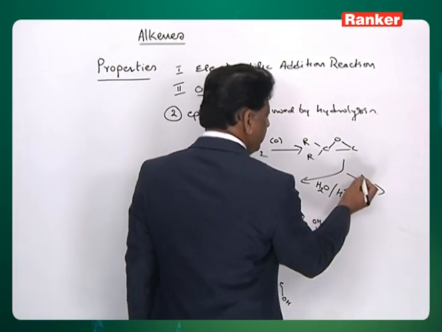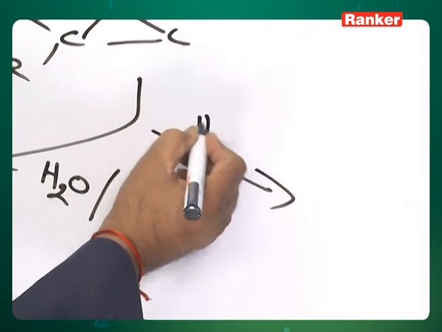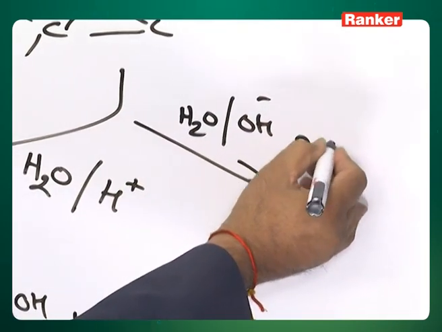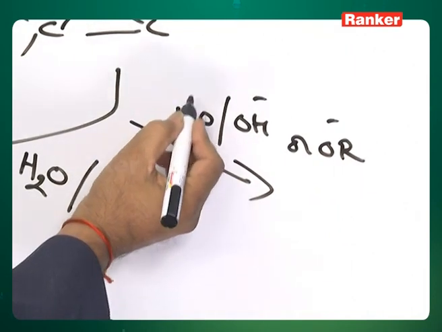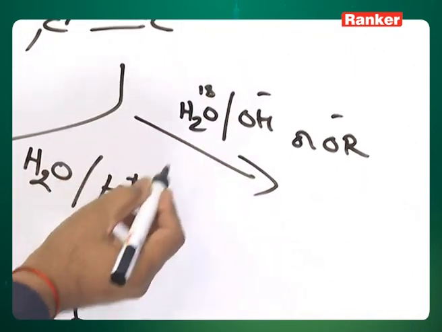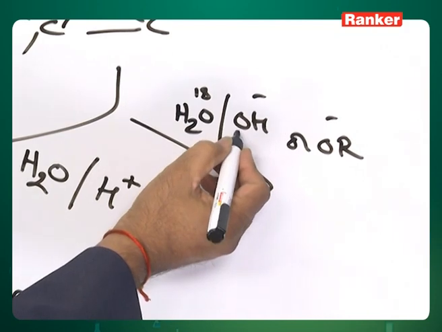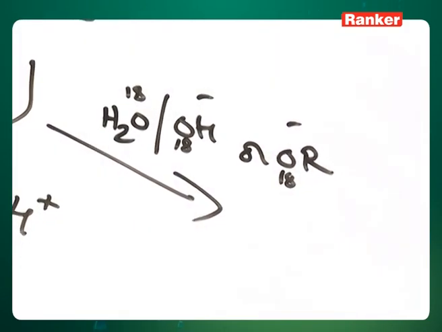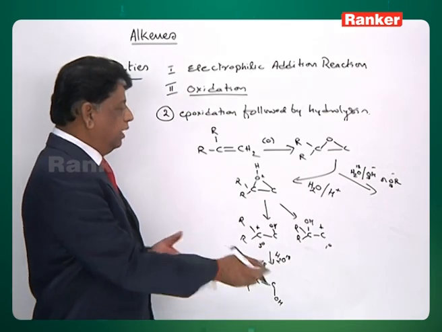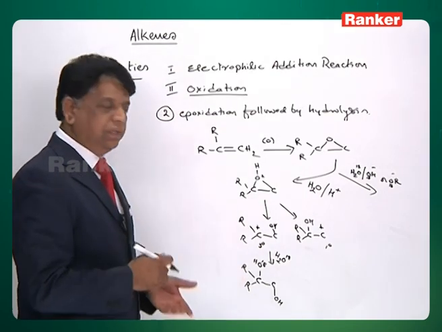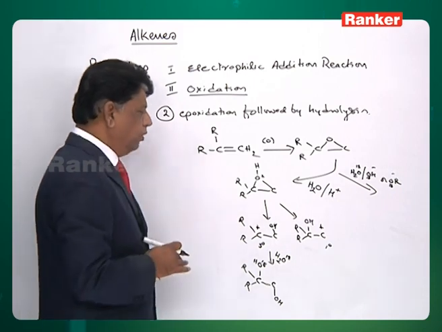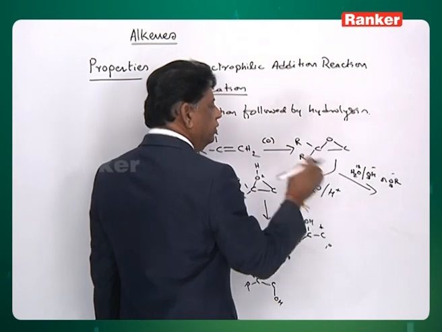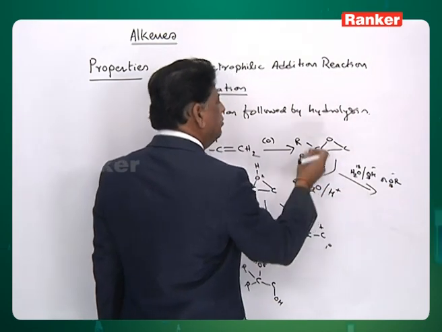In the basic medium, you are adding water in the presence of OH minus, or you can take OR minus and so on. Here again I am taking O18. When water is taken as O18, it is understood that the other oxygens are also 18 because they get exchanged. You cannot have one labeled and one without, so all are O18 only. Now in this reaction there is no plus attacking, so directly the anion will come and open it up.